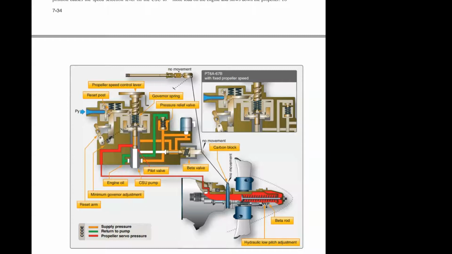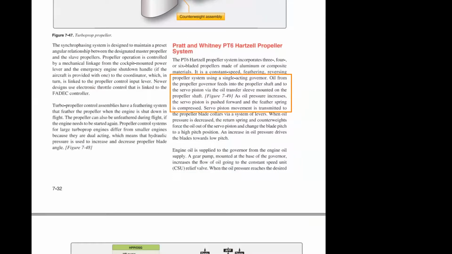There's a little bit different control system. We still have flyweights in here, and we have oil pressure that's going to go different ways here to move our propeller. If you look here in the description, it says it quite clearly. Oil from the propeller governor feeds into the propeller shaft via a servo piston. That servo piston is the dome there on the end of it. It's mounted to the propeller shaft. As the oil pressure increases, the servo piston is pushed forward and the feather spring is compressed.